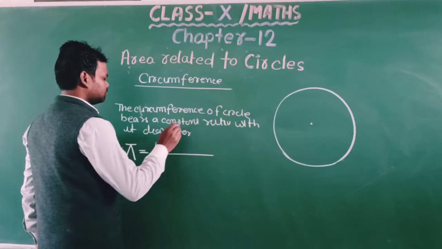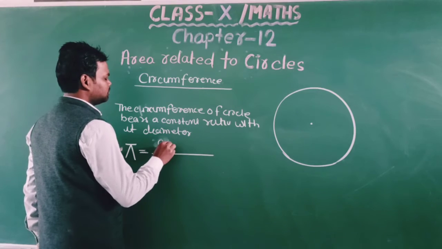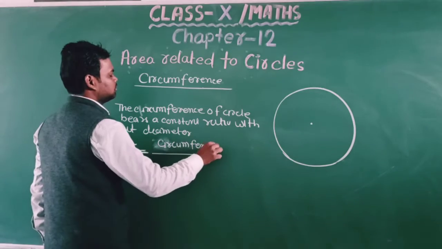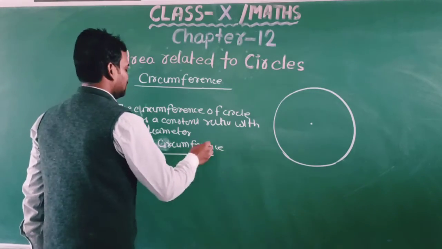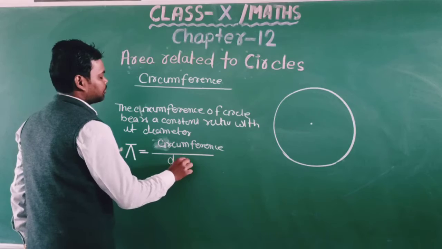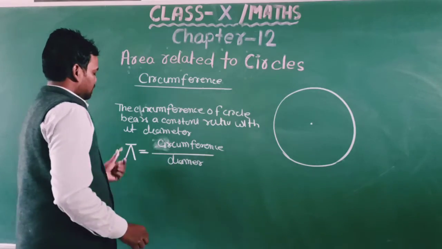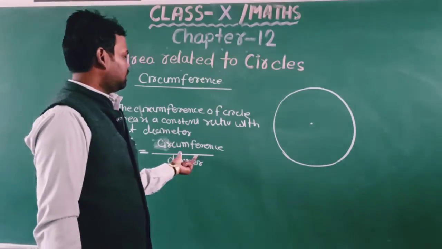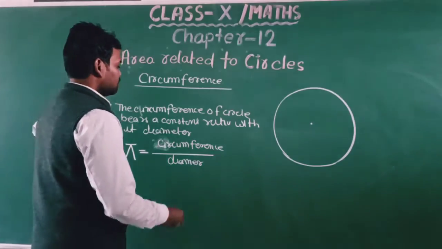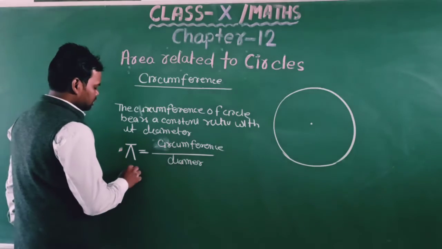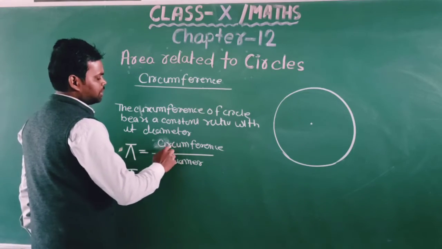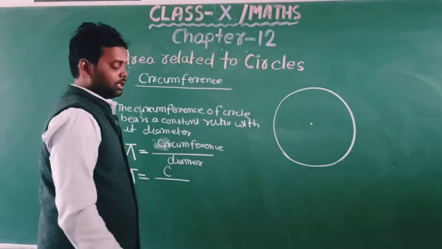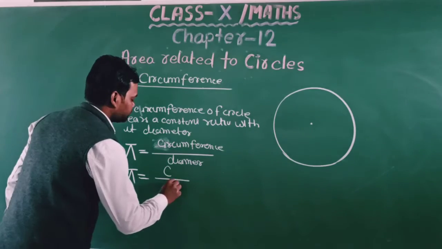So pi equals circumference upon diameter. Pi is the constant ratio of the circumference of the circle to its diameter. Suppose the circumference of the circle is denoted by capital C and the diameter is D.